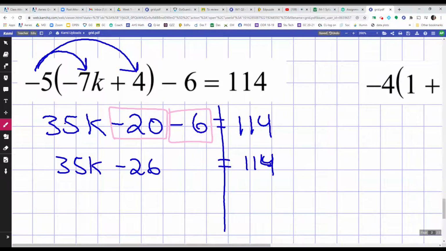Now you would just solve, you would finish by, let's see, K is being minused by 26 and multiplied by 35. So you're going to start off with, first, add 26 to both sides, and then you're going to divide both sides by 35 in order to finish this one up. That's it for today.